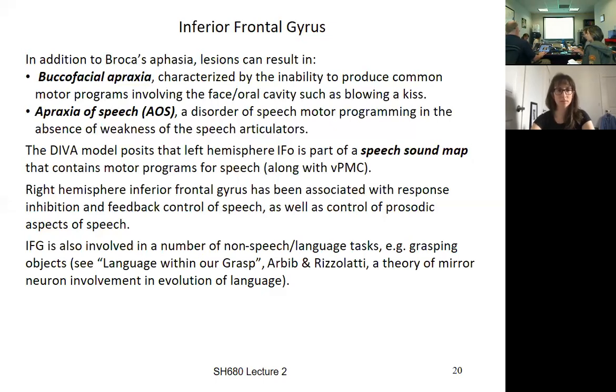Another interesting aspect of IFG is that it's involved in a lot of tasks that aren't speech related as well, most notably grasping. And there's quite a literature on this in monkeys. So the monkey equivalent of Broca's area is usually thought of as this region within the monkey motor areas, F5. F5 neurons in monkeys include what are called mirror neurons.